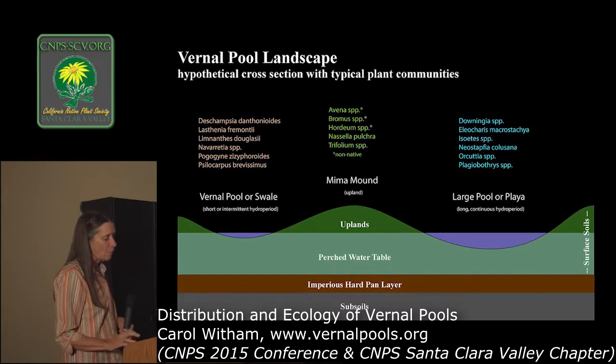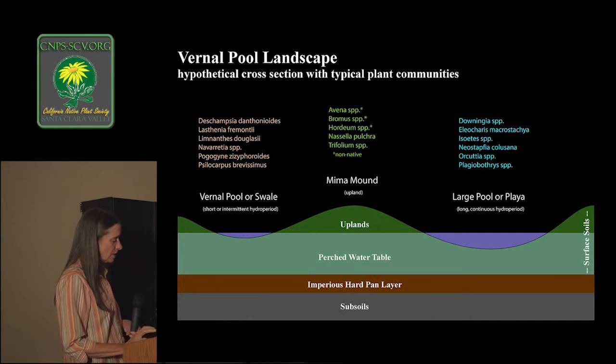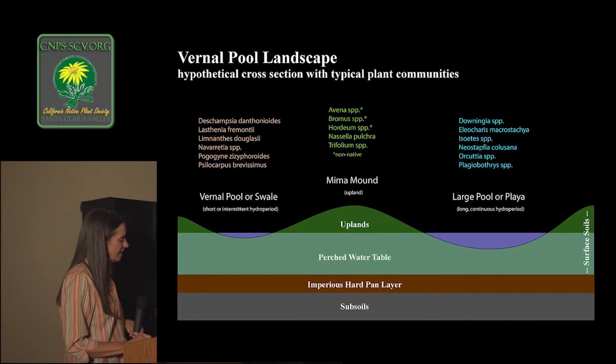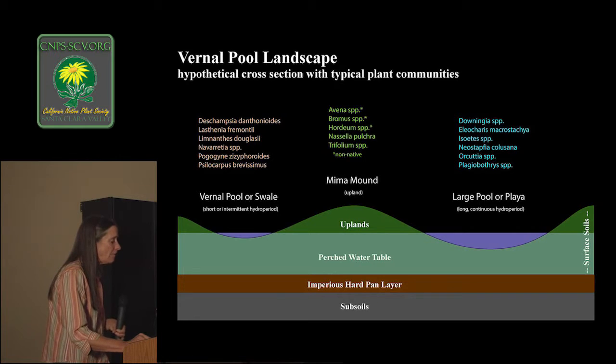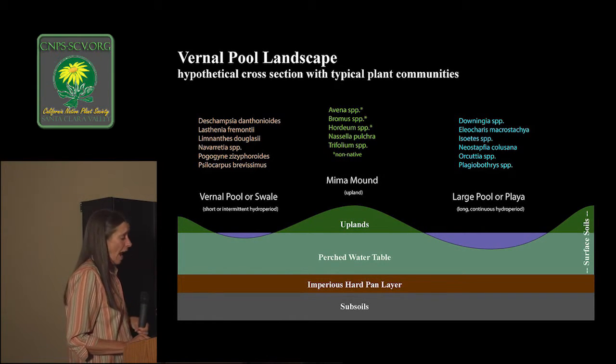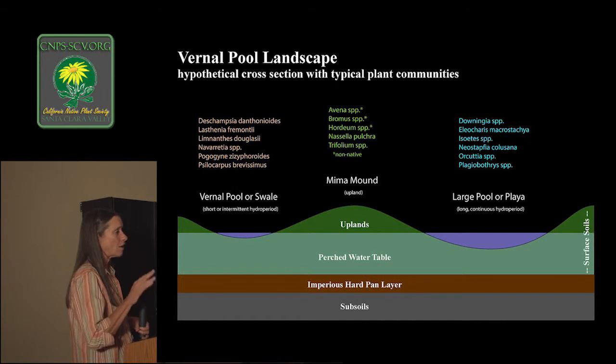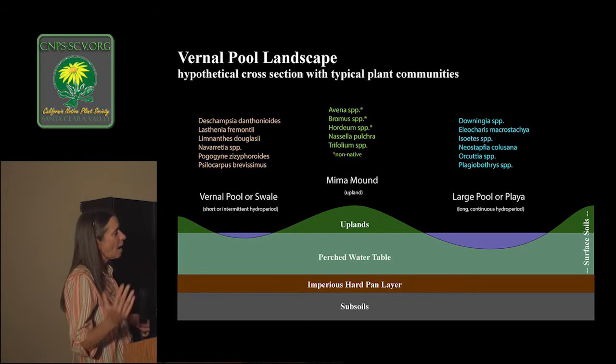So this is a really simple schematic of what a vernal pool landscape looks like, and it's very simple. But essentially you can see there are subsoils at the bottom, and then there's an impervious hardpan layer, and then you can see something called a perched water table. And what happens is the rainfall collects above the impervious hardpan layer and sits there.